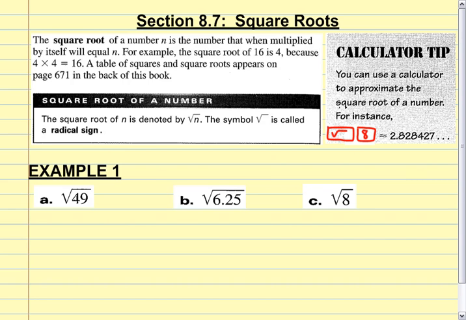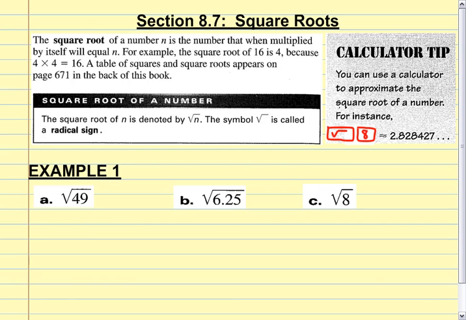Good. Okay. Now, they have another example here. They say, for example, the square root of 16 is 4 because 4 times 4 gives us 16. A number multiplied by itself equals 16. Now, it says a table of squares and square roots appear on page 671 in the back of the book. You guys are going to use the calculator, okay? And I'll show you in a moment how you use the calculator to find the square root, all right?